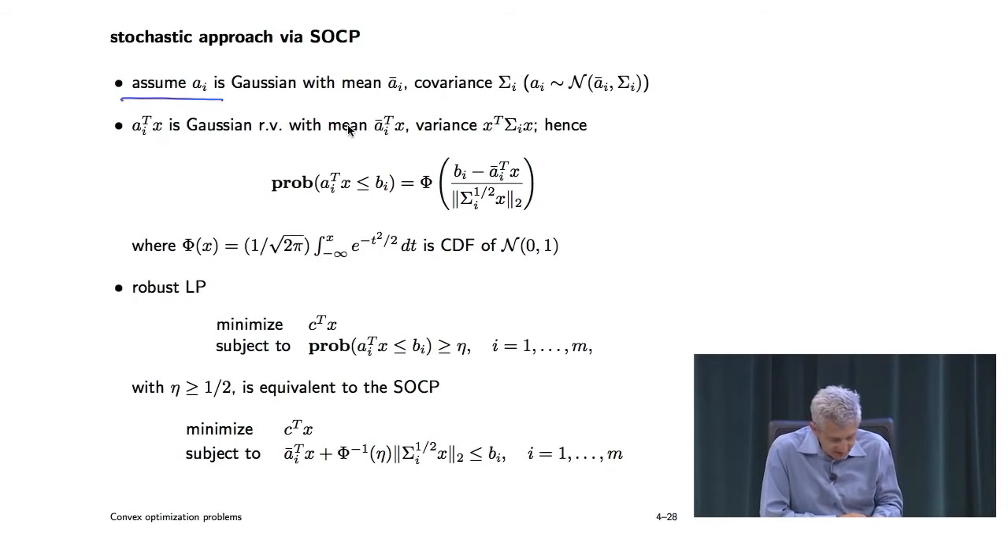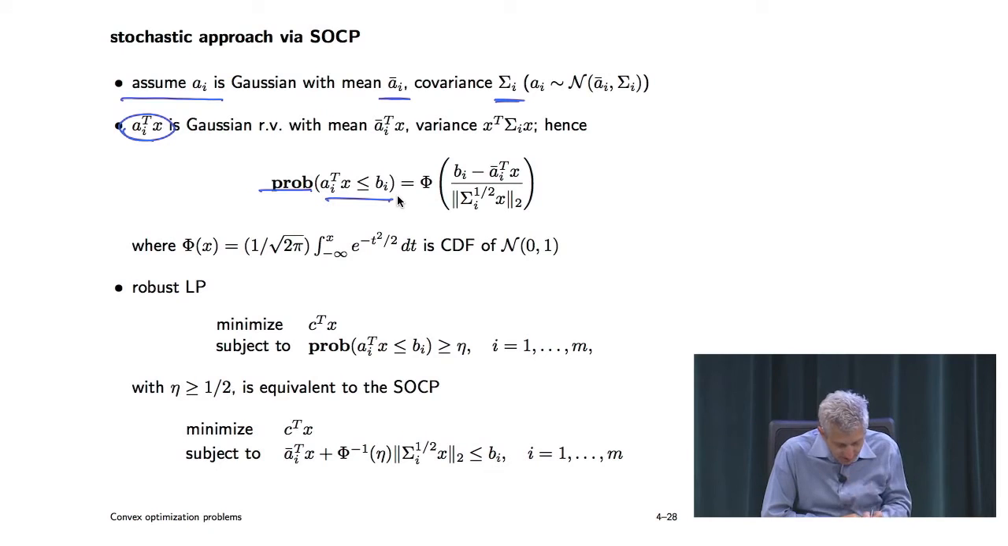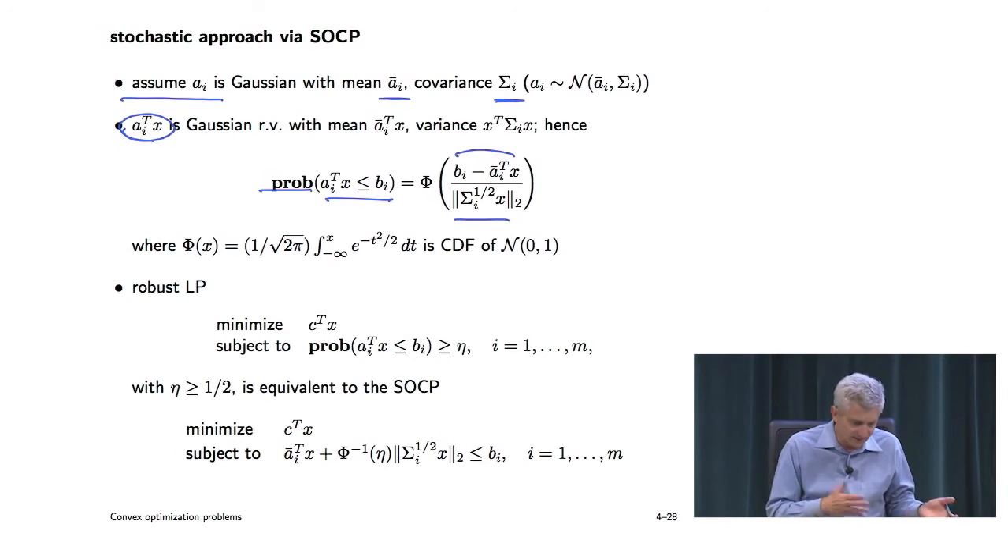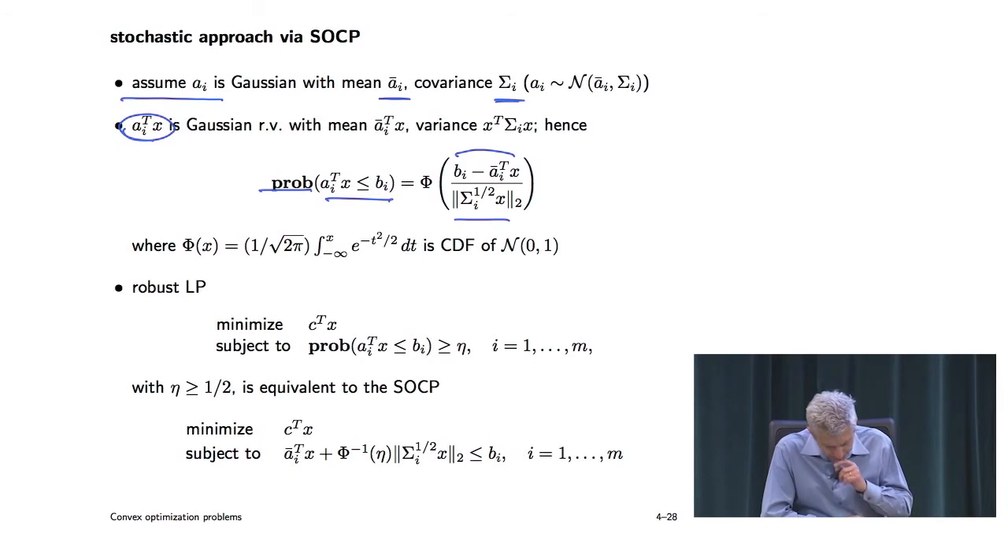AI is Gaussian with a mean AI bar and a covariance sigma I, right? So they're Gaussian. Then that's a Gaussian scalar random variable. And that says that the probability that the constraint holds is simply the cumulative distribution function of the normalized version of it, so that's the margin divided by something that's an N(0,1) variable. And then this simply gives you the probability, right?